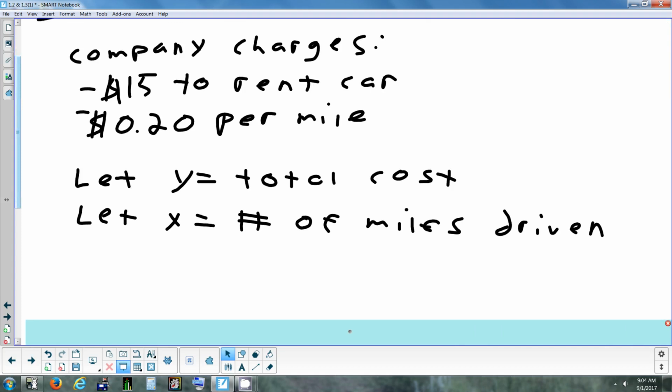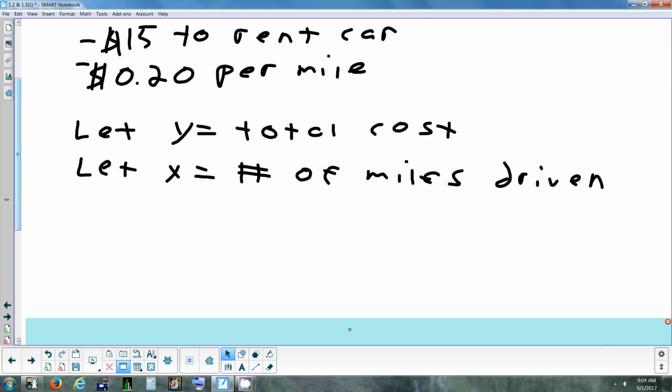And why do you think I might use X and Y? Where do you think I might be going with this kind of problem eventually? Because technically I could use A and B or anything, but X and Y kind of lends itself to maybe doing something in a little bit. Rebecca? A graph. Yeah, maybe we'll graph this and then figure something out from the graph. We can either graph by hand or on the calculator.